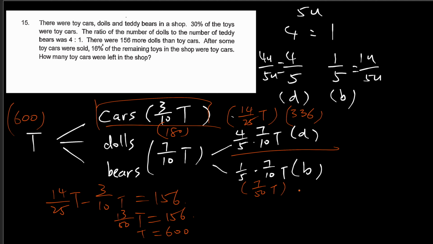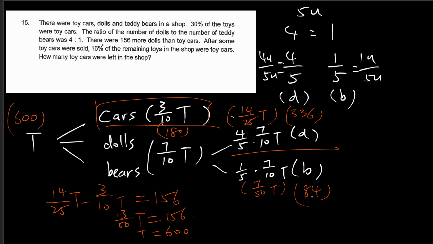Pairs. Made a mistake. 7 over 50 times 600. 7 over 50. Sorry. No, 84. 84. Yeah, 84. Very good.